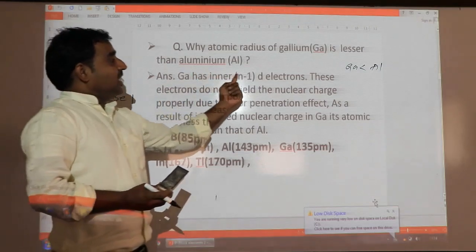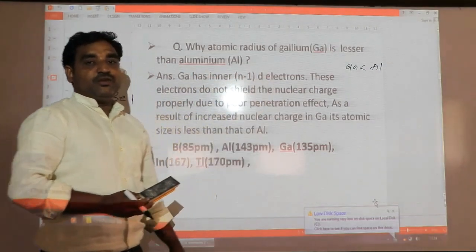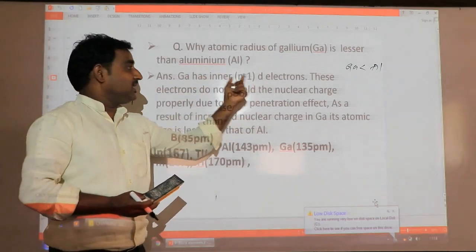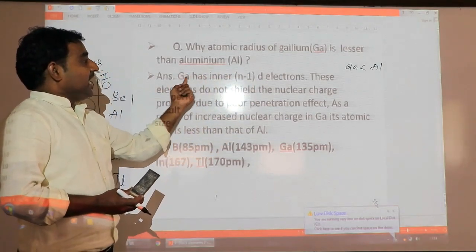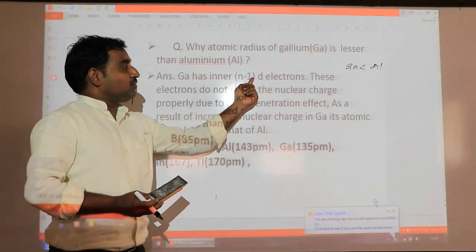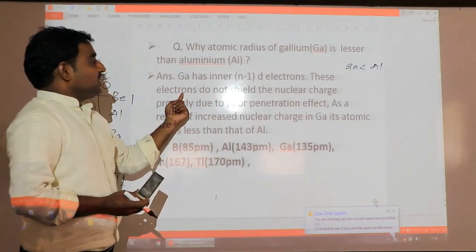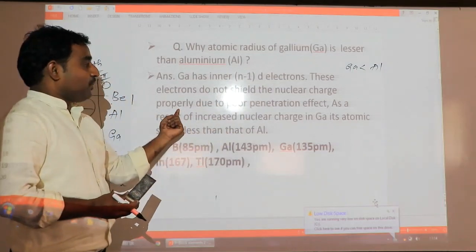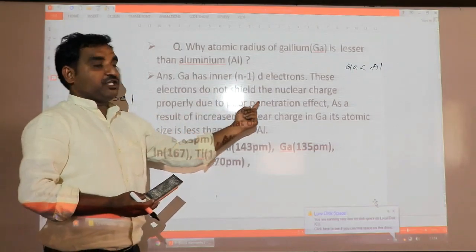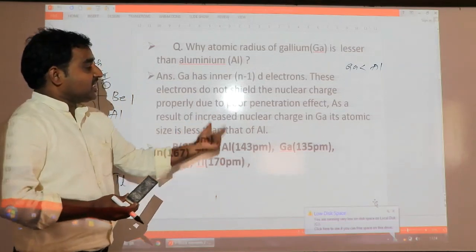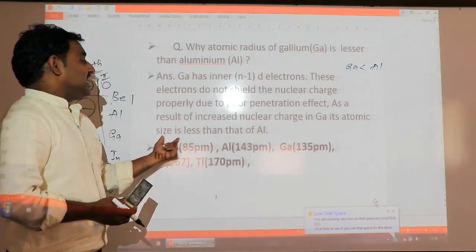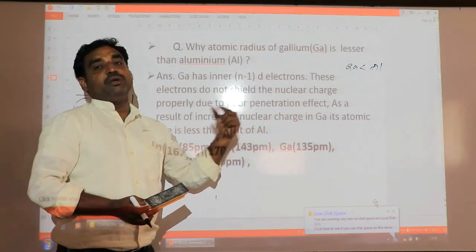Gallium has inner n minus 1 d electrons. If you write the electronic configuration of gallium, the d10 will be there, that is the d orbital will be there. Gallium has inner n minus 1 d electrons. These electrons do not shield the nuclear charge properly due to poor penetration effect. As a result of increased effective nuclear charge in gallium, its atomic size is less than that of aluminium.